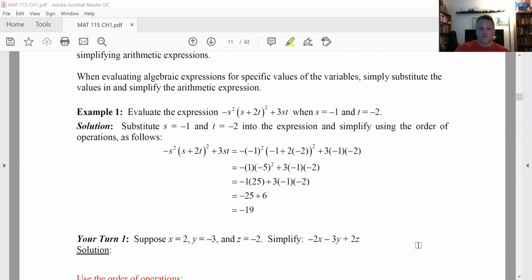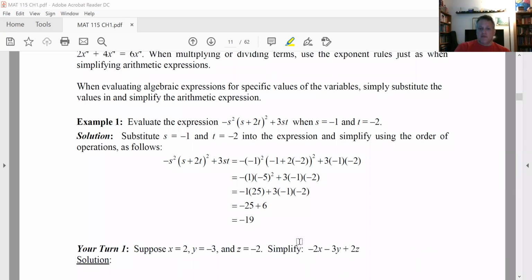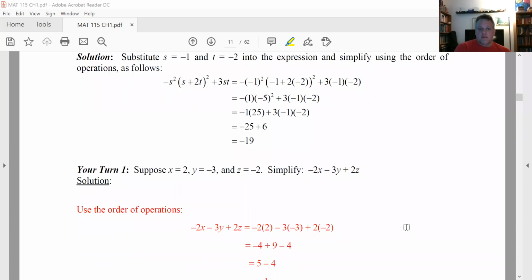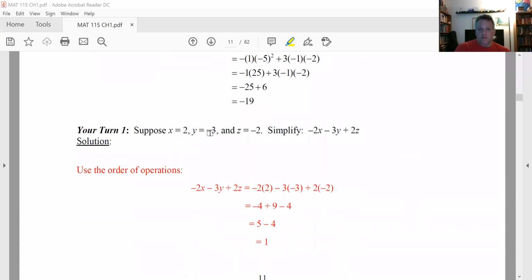So why don't you try this your turn, right? You have this algebraic expression, and you have those values for the variables. See what you get. All right, so if you plug them in, right, remember you're plugging in 2 for x, -3 for y, -2 for z everywhere they occur, you get this algebraic expression. Perform the products as they occur from left to right, then add or subtract from left to right each time to whittle it down to 1.